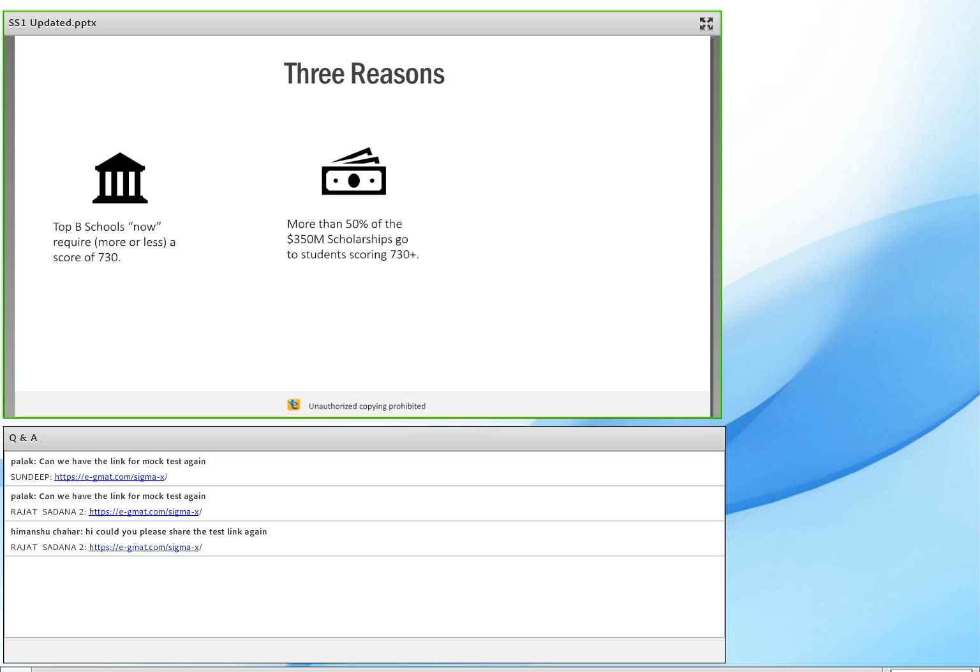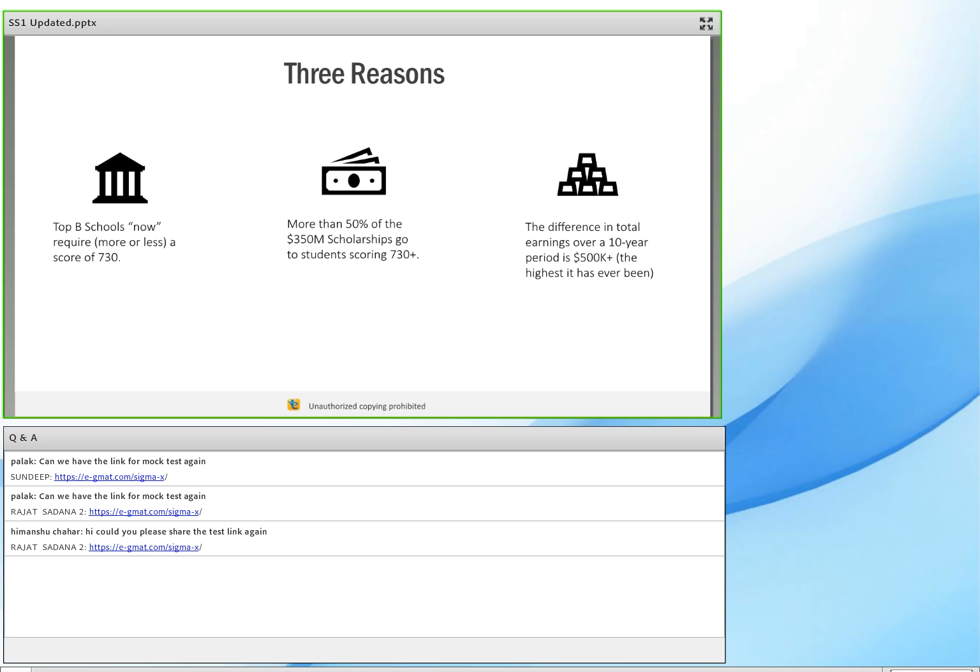The second reason is that when you think about scholarships that B schools award, more than half of that scholarship money, and it's a considerable amount, you can see $350 million, goes to people who get to that 730 or higher score.